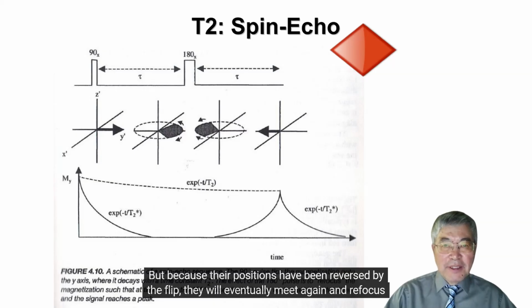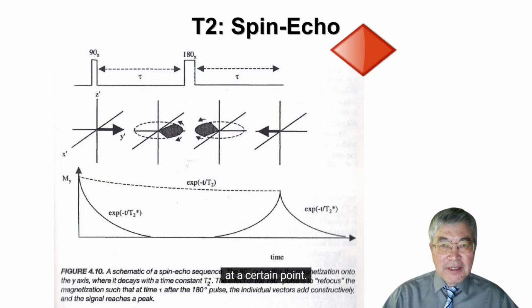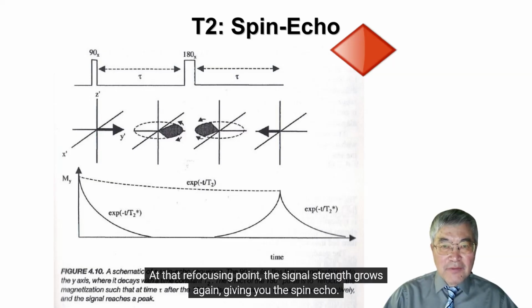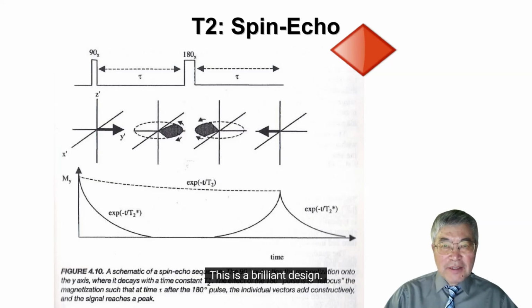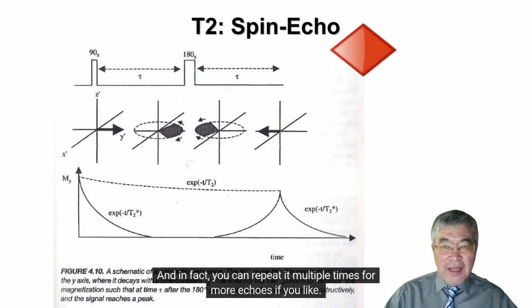But because their positions have been reversed by the flip, they will eventually meet again and refocus at a certain point. At that refocusing point, the signal strength grows again, giving you the spin echo. This is a brilliant design. And in fact, you can repeat it multiple times for more echoes if you like.